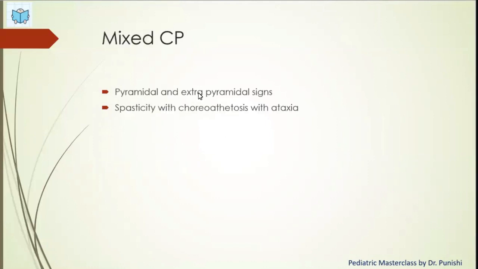Now, in a mixed CP, you will have spasticity with choreoathetosis with or without ataxia. And that's because you have pyramidal with extrapyramidal lesion causing signs of both involvement. Again, this is not so common, but theoretically, you should know what is a mixed CP.